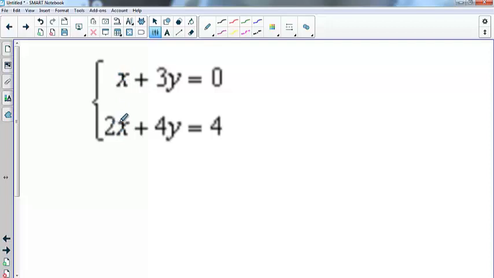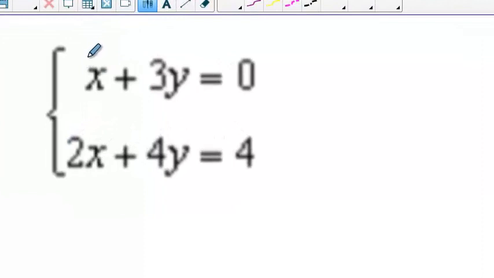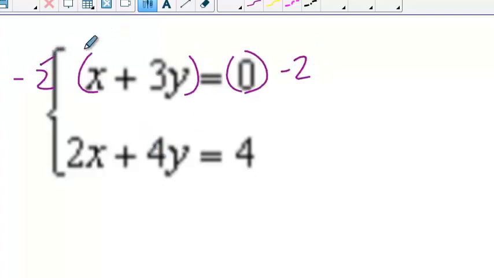Not by 2, but by negative 2, because I want them to cancel out. So they have to be opposites. So I'm going to multiply this whole thing by negative 2. And technically I'm doing this, but I don't care how you show it. So what I'm going to do is I'm going to distribute everything.